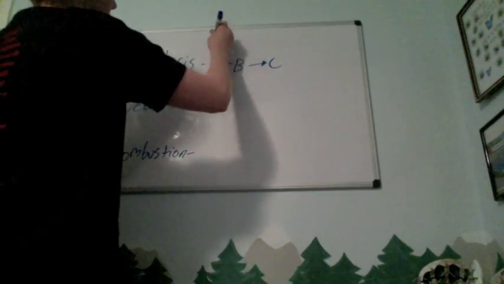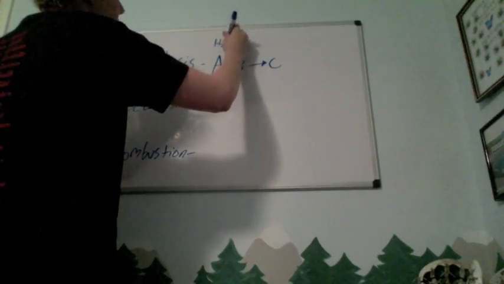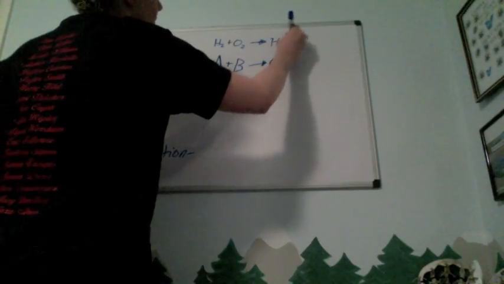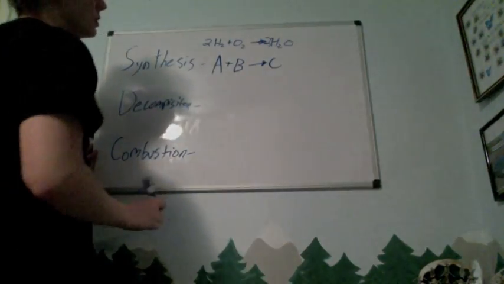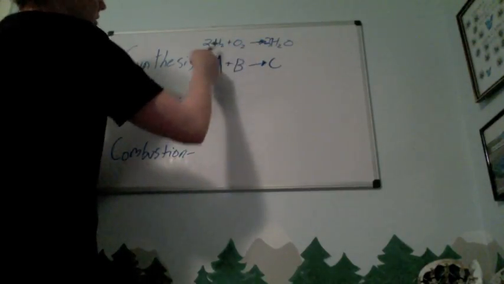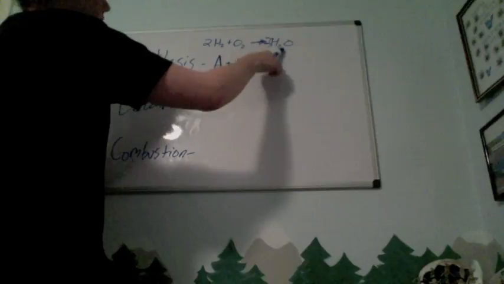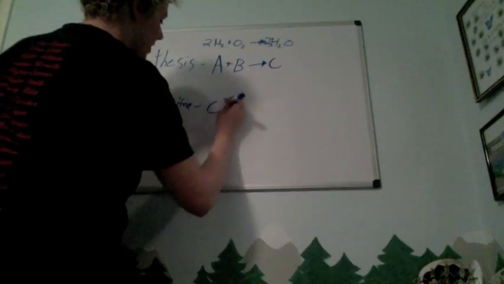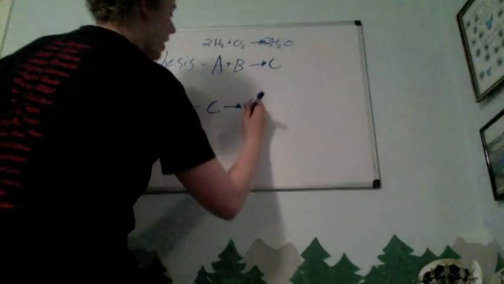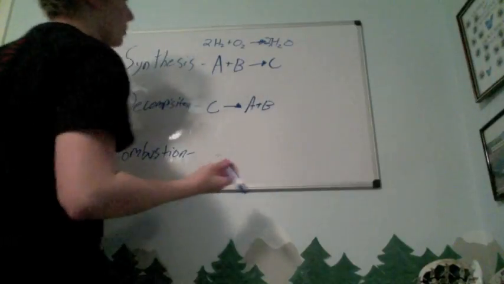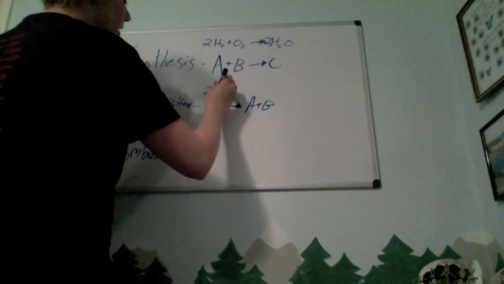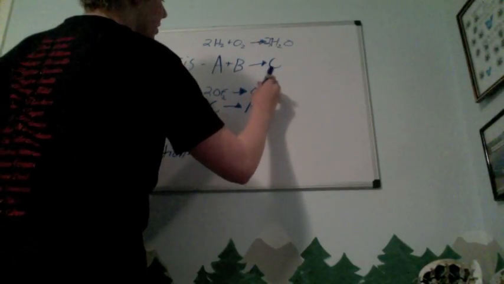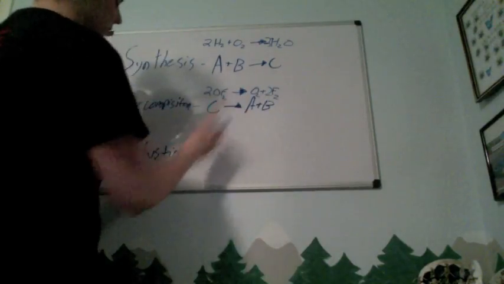So an example of this would be H2 plus O2 produces H2O. That's not balanced. 2H2 plus O2 produces 2H2O. That's an example of synthesis because we have 2 separate compounds combining to form one major compound. Now decomposition is just the reverse of synthesis, where we have C produces A plus B. So decomposition would be like 2OF2 produces O2 plus 2F2. That's an example of decomposition.